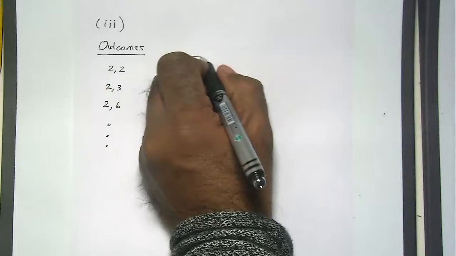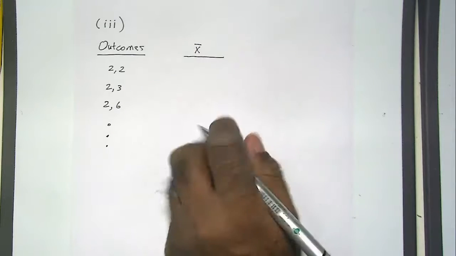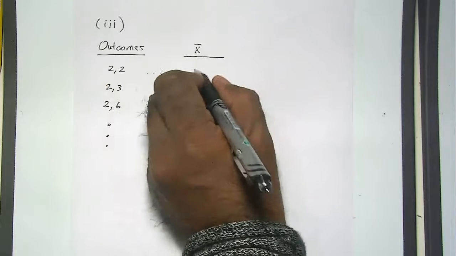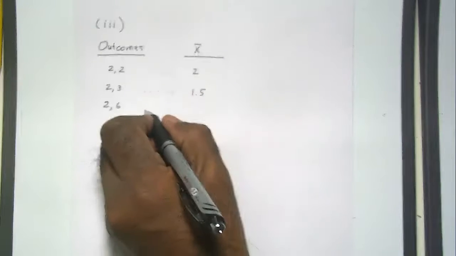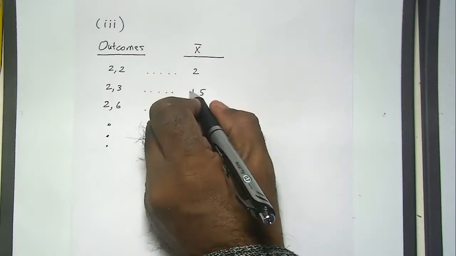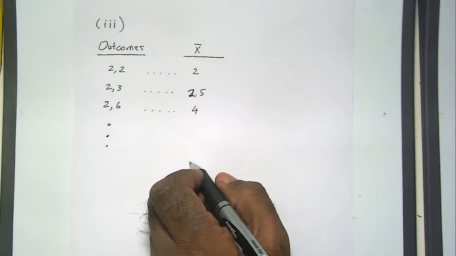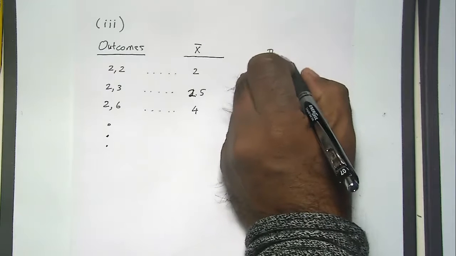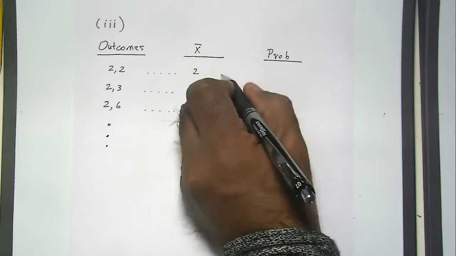So now in this column, I'm going to compute the x bar. So what's the x bar for this? x1 plus x2 over 2. It's 2.5? Yeah, it's 2.5. 2.5, 4, and so on. And the probability associated with each of these is 1 over 25.